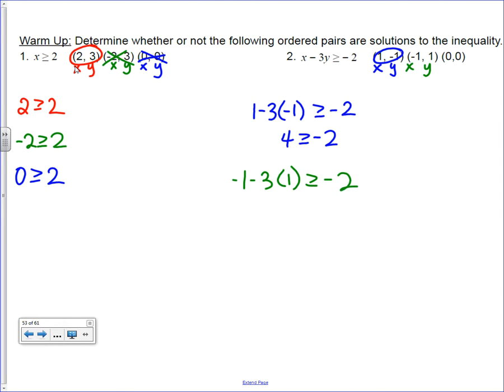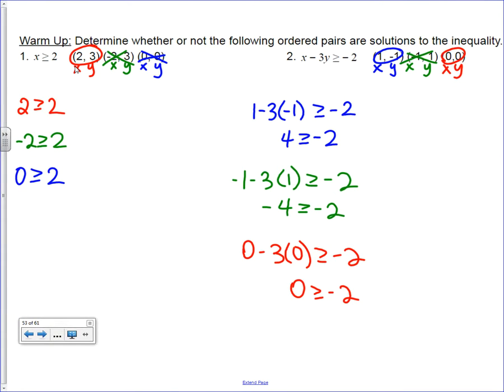What do I get on the left-hand side here? -4. Is this true or false? That is false. -4 is not greater than -2. And finally, we're going to put in 0, 0. What do you get on the left-hand side here? 0. So is that true or false? True. Okay, so those two are solutions.